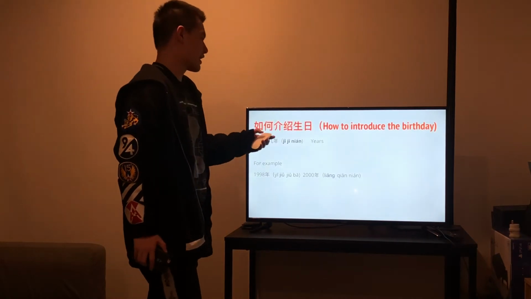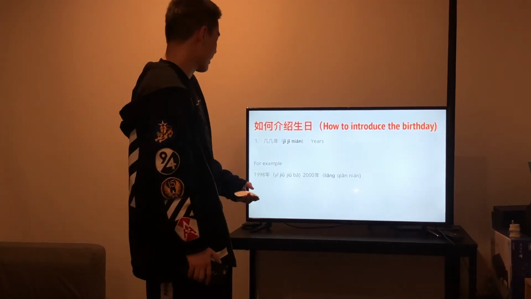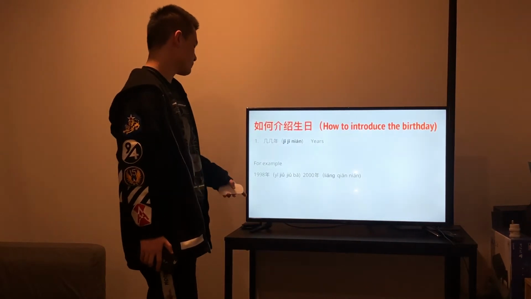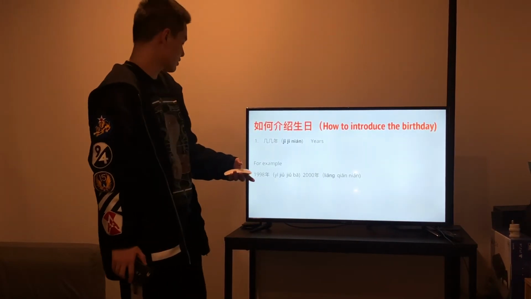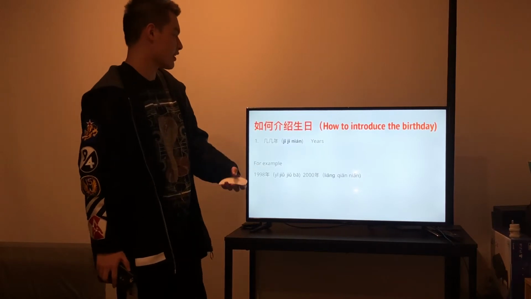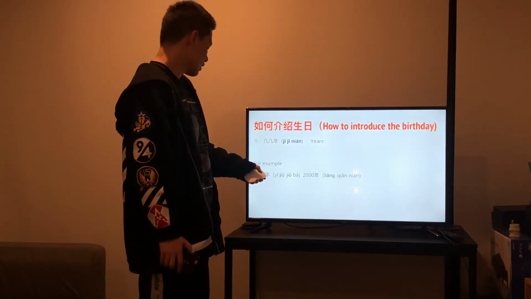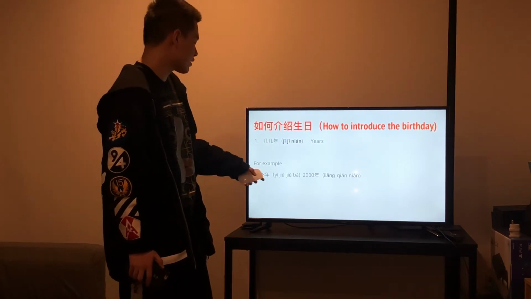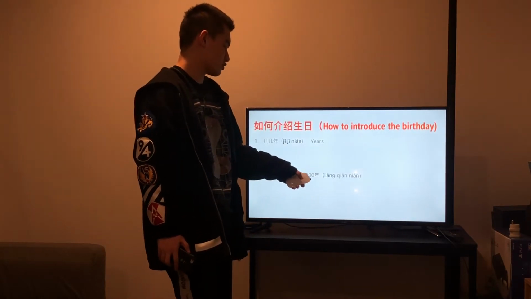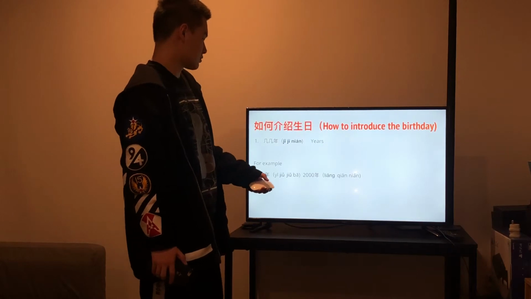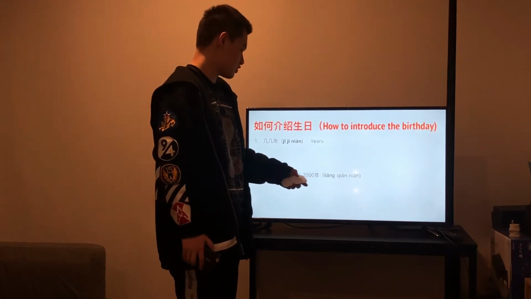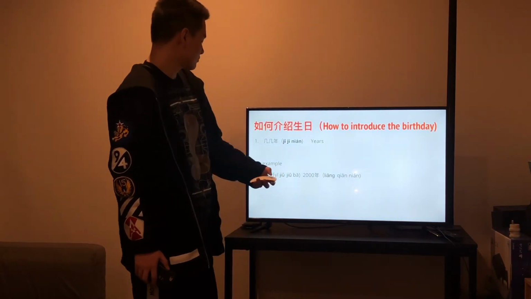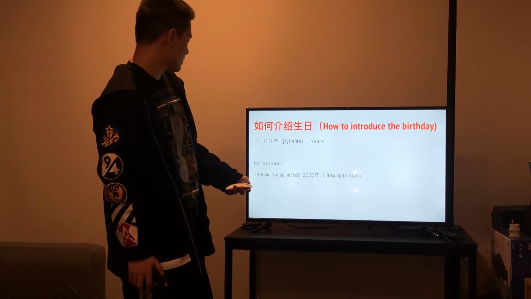We will introduce how to introduce your birth date. The first is the year, that is 几几年. For example, if you were born in 1998, it means 我出生在1998年. And if you were born in 2000, it will be explained in Chinese as 我出生在2000年.